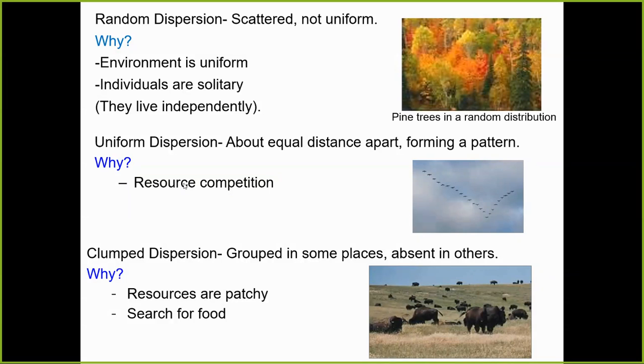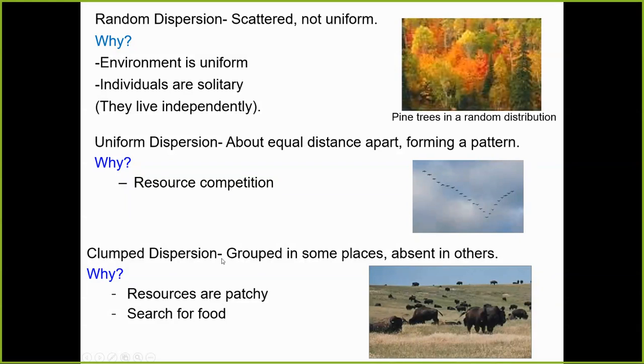We see a lot of uniform dispersion with high level predators. We know that high level predators will mark their territory, which means that they will usually urinate on different parts of the forest or different parts of the savanna or different parts of the taiga or whatever to sort of mark and let other predators know that, hey, this is my hunting ground and you better stay out of it. And again, because they're competing for resources.